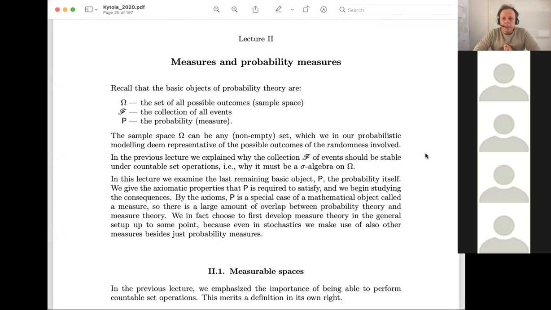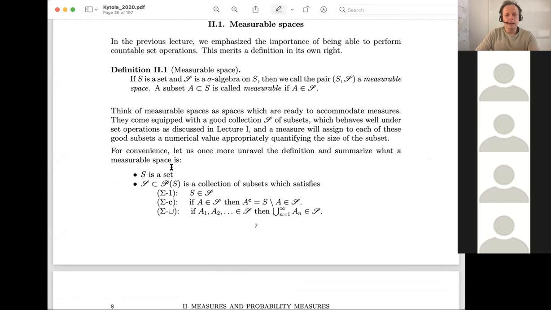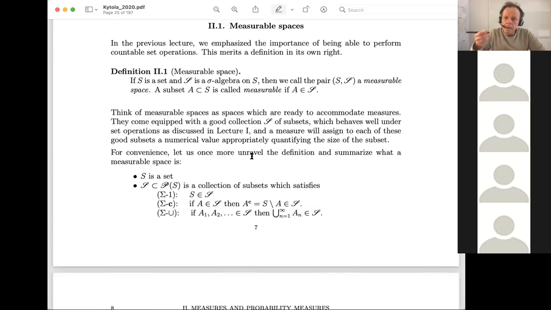This is the lecture note, chapter 2. And as you see in the title, it is called Measures and Probability Measures. Maybe let's see if there's something to remark. Okay, we can skip this, and the starting place is this. There's some little nomenclature, some terminology.